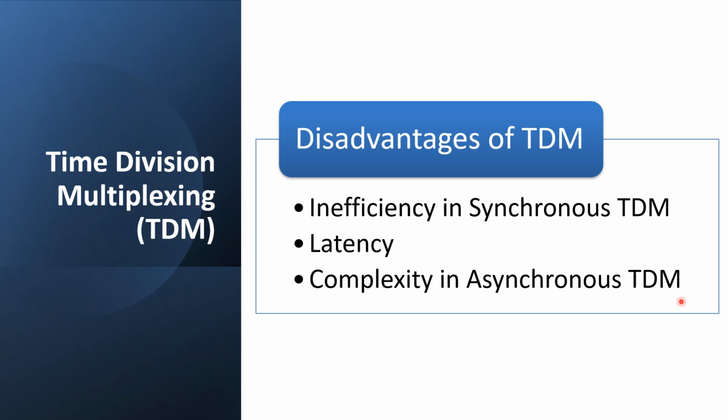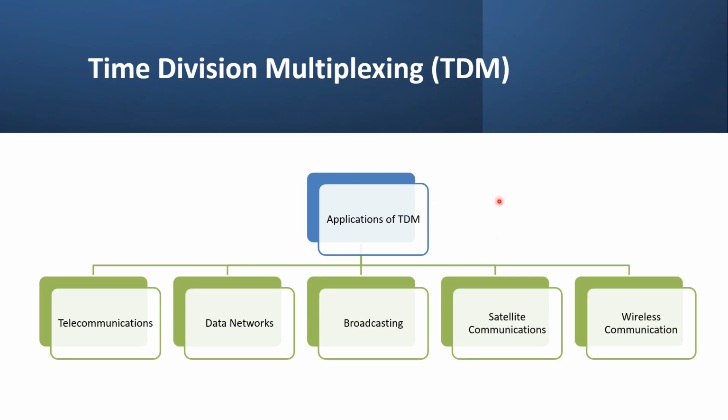Complexity in asynchronous TDM. While more efficient, asynchronous TDM requires more sophisticated control mechanisms to manage dynamic slot allocation. The applications of TDM are telecommunications, used in digital telephony to combine multiple voice calls over a single line, such as in Integrated Services Digital Network systems.